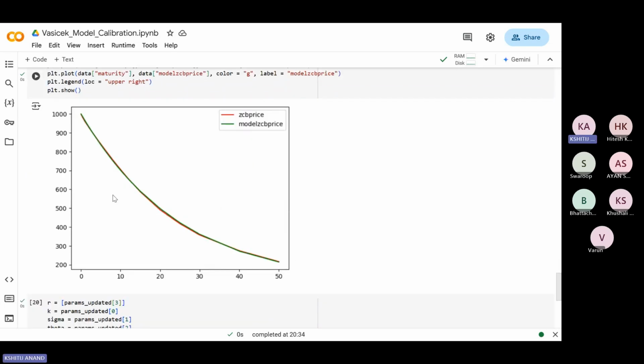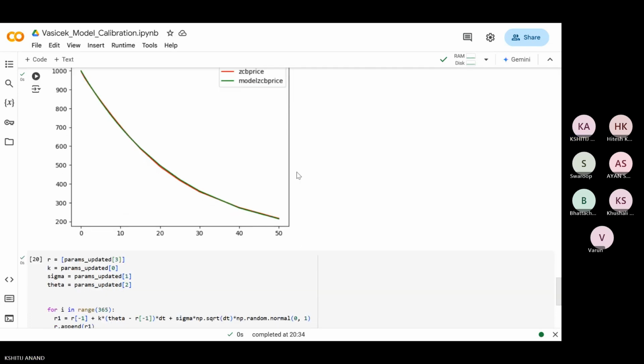But as I already discussed in the last lecture, in the Vasicek model the initial yield curve is not taken as an input; we are just forcing it using the calibration. That's why it is not able to reproduce the initial yield curve completely, but still it's a great result, I think.